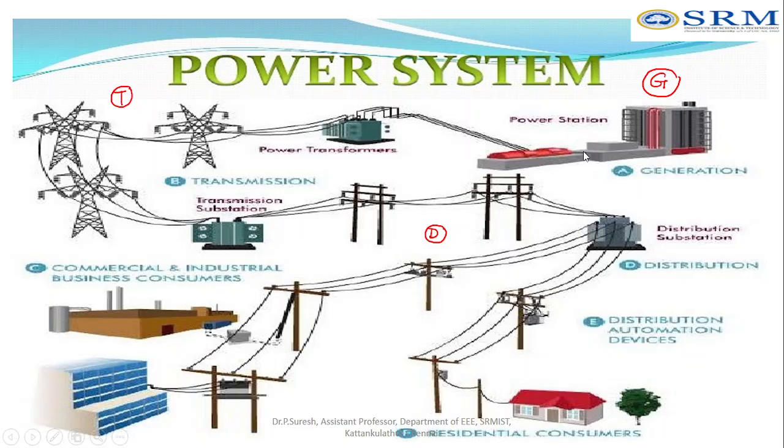This is the power generating station, this is the transmission system, and the third one is the distribution system. You can see the power is distributed among the consumers. We have the domestic consumer here, we can have the commercial consumers, and we can have the industrial consumers. So this is the scenario of how the power is generated, transmitted, and distributed.